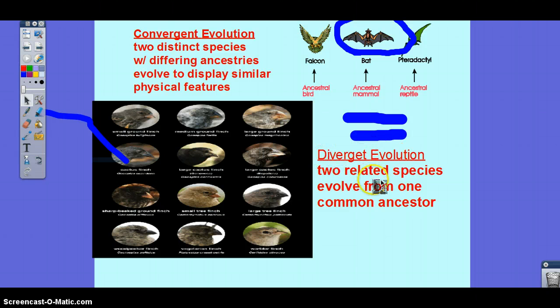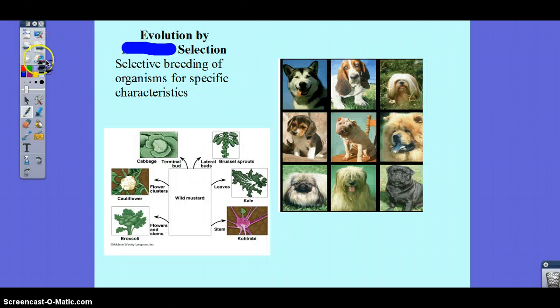You're going to have one species, and then two related species will be a result of some environmental condition. And the perfect example of that is Darwin's finches. Something happens to their environment where they develop specific traits for survival. Evolution by artificial selection, or evolution of selective breeding, or GMOs, hot topic in environmental science.